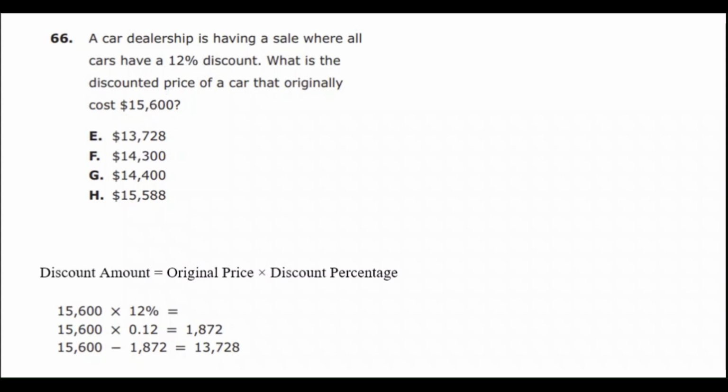Step 1 is finding the discount amount. To do this, we multiply the original price by the discount percentage. Since the car costs $15,600, we multiply that by 12%. Now remember, to multiply by a percentage, we convert it to a decimal. So 12% becomes 0.12. Let's do the math.